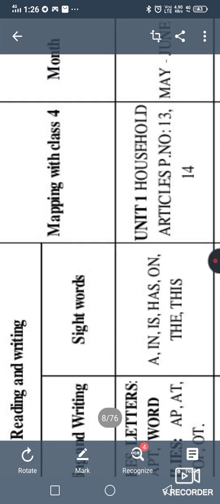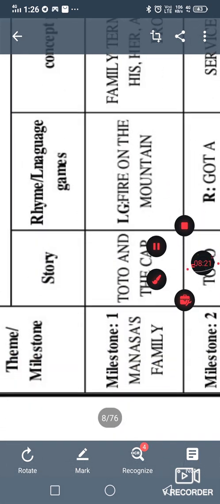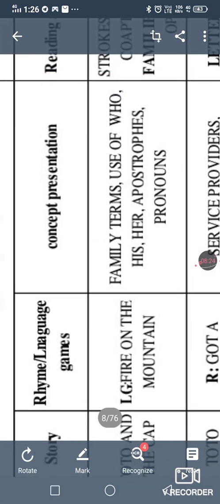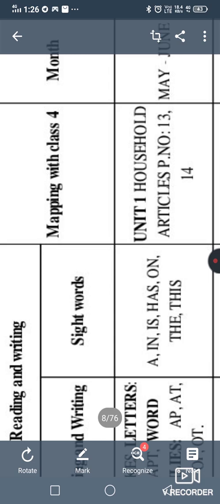And mapping with class 4, what is the meaning of this? Mapping with class 4 is nothing but this first milestone, that is Manasa's family, and the content of the 4th class English first lesson, household articles, is somehow the same. The content of both lessons, both milestones, is matching. That is why it is called mapping with class 4. Household articles content and Manasa's family milestone 1 content are somehow matching. It is related, so we can use 4th class unit 1 also. So this is called mapping with class.